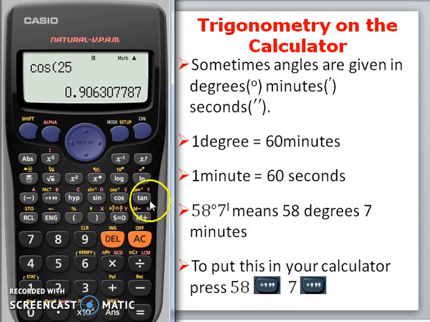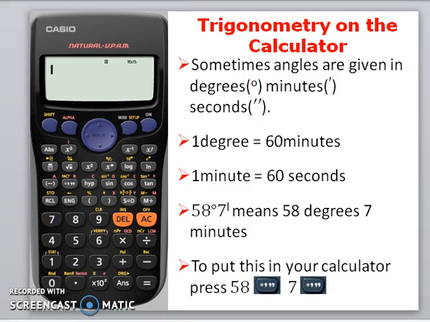To put that actual angle into your calculator, just clear that, I would be actually putting in 58, and I'd press this degrees minute button here to put that in, and the 7 minutes. Now, the minutes doesn't come up as a dash on your calculator, but when you're writing it in answers to questions, it's always got a dash. So if you could take a moment and write that, please.